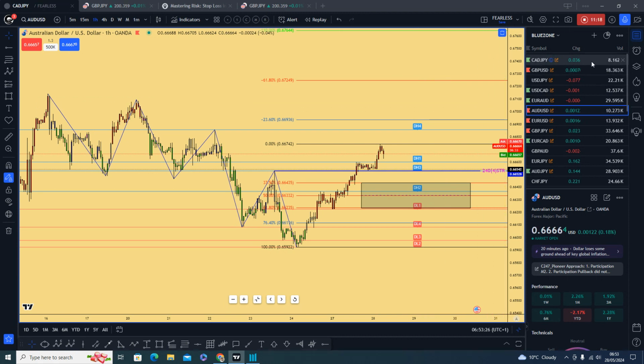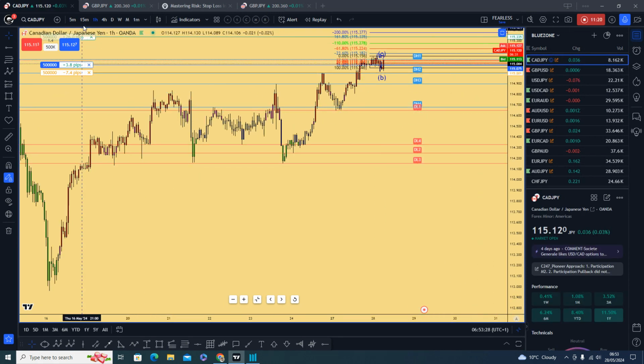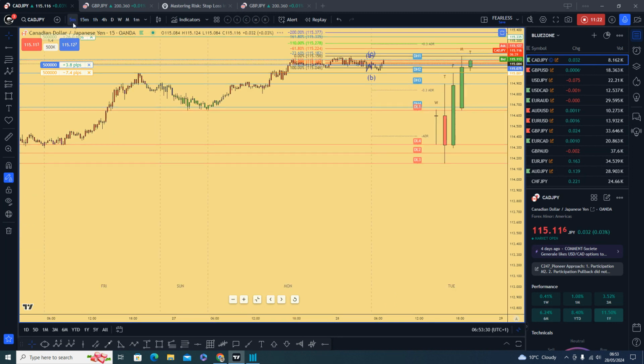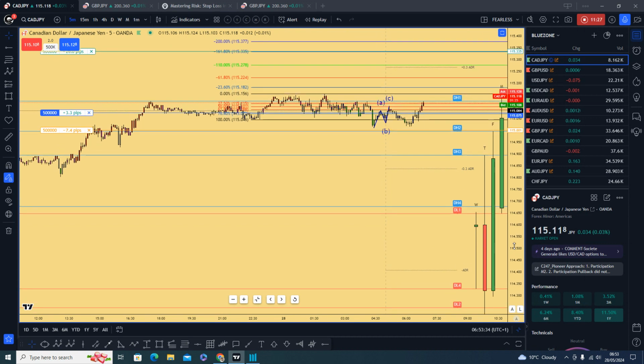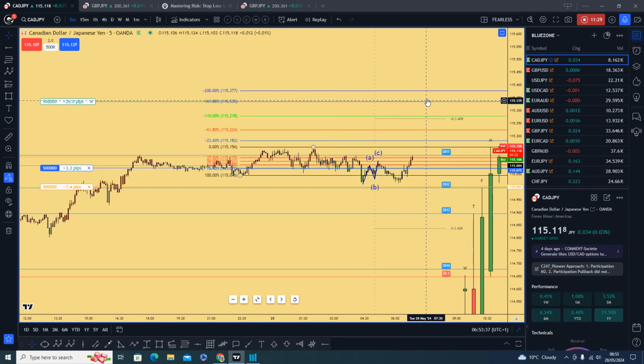So the current one we have, which is a very short term trade, is the Canadian Japanese yen. My expectation is for price to get to this area here before we can think of something else.